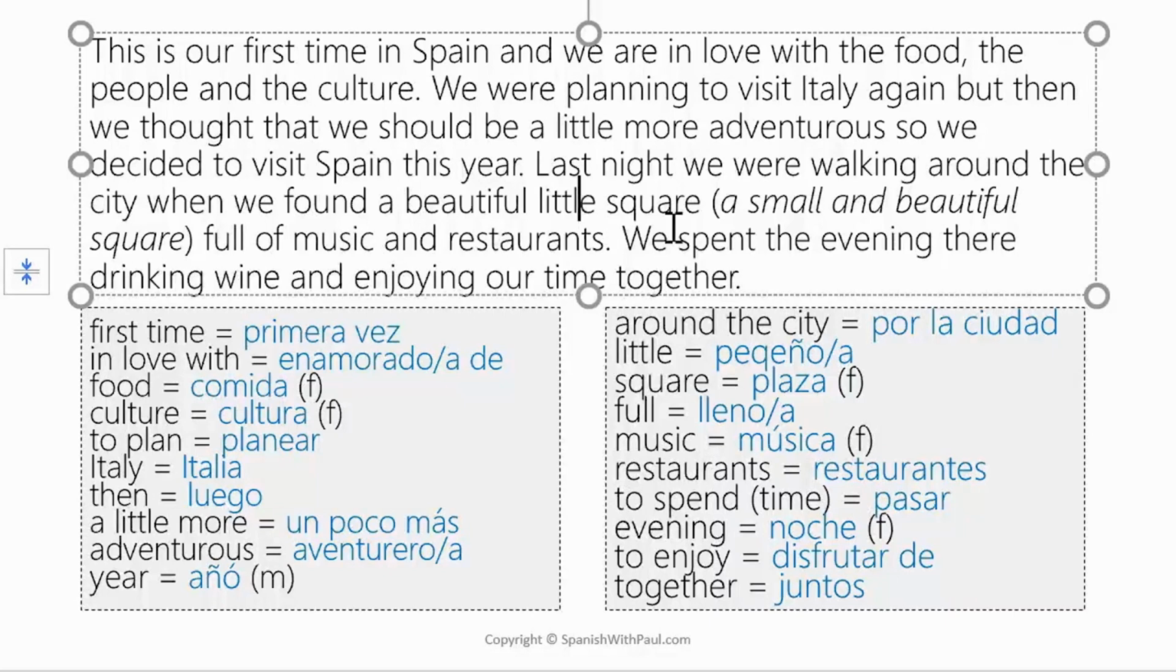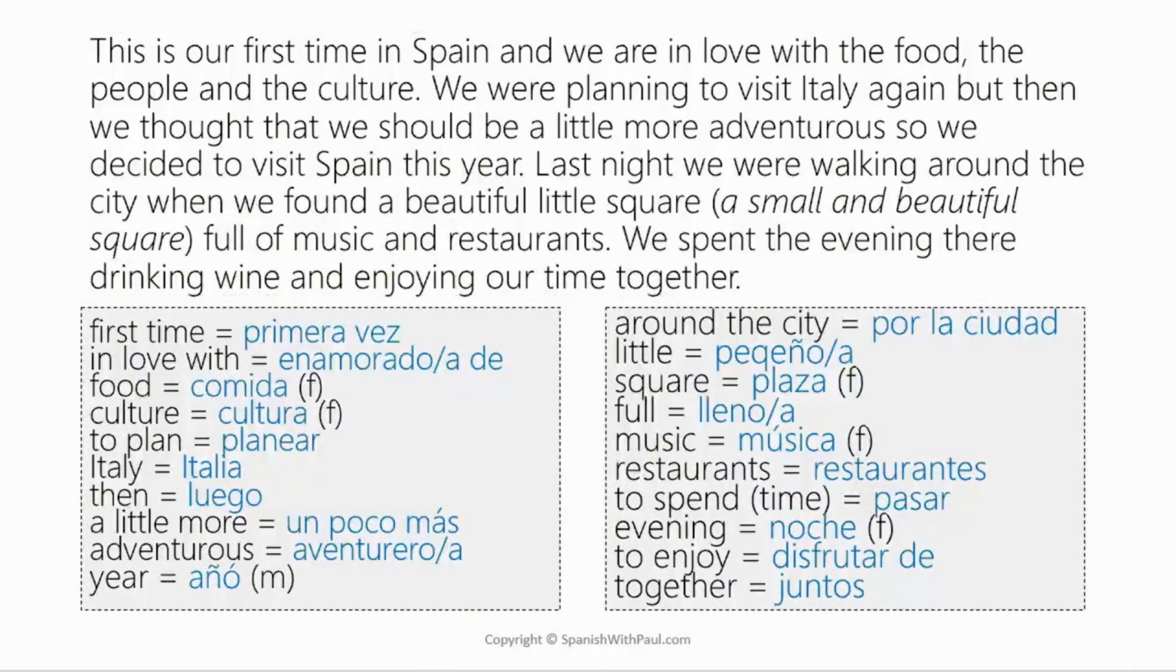Now to spend time, we're right about here, is to pass time. So we use the verb pasar. And then for evening, you can just say nighttime. So la noche. Then the verb to enjoy, we're here, is disfrutar. And it's going to be followed by de. And then the word for together, juntos. So quite a lot of vocabulary there. Give it your best shot. Try to translate it.